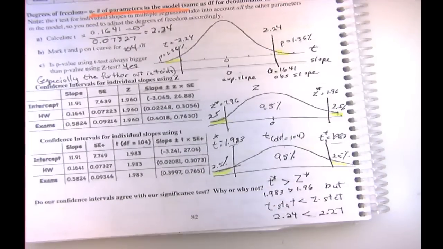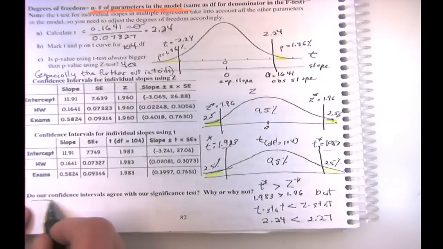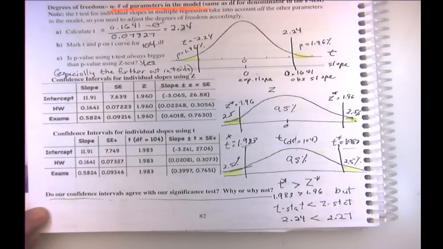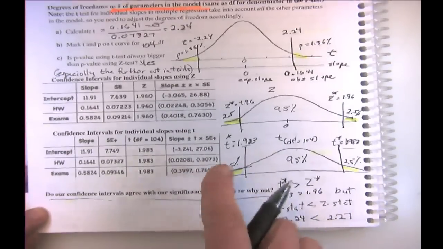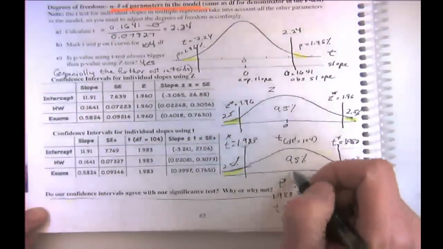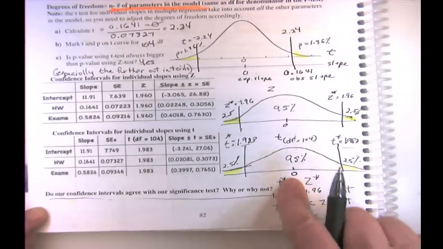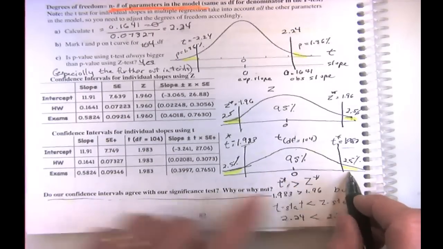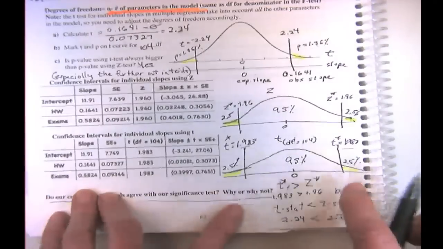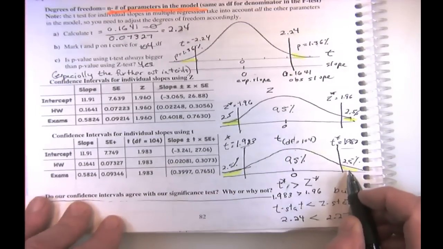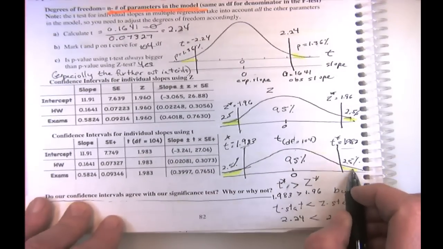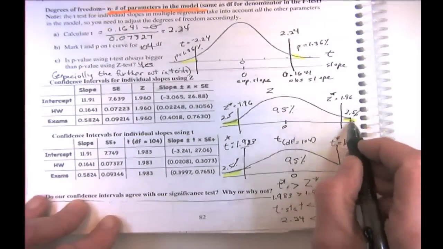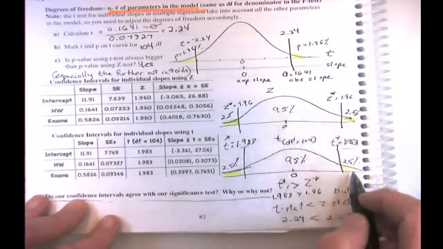All right, now, do our confidence intervals agree with our significance tests? Why or why not? Let's look. Our significance test rejected the null, right? That means we don't think the null, and the null is right here at 0. Our significance test said we were outside that range. Do our confidence intervals say the same thing? If our sample landed out here, so if we go over 1.93, or 1.96 in terms of z-scores, we don't capture 0.